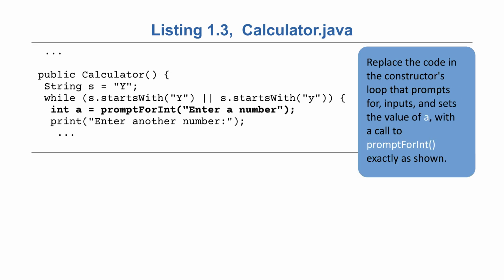Then replace the code in the constructor's loop that prompts for, inputs, and sets the value of a with a call to promptForInt exactly as shown. Hint: pass the removed print message as the parameter to promptForInt. Run it. What happened? It should run exactly the same as before. It should ask you to enter 2 numbers, print their sum, and ask if you want to do another one.